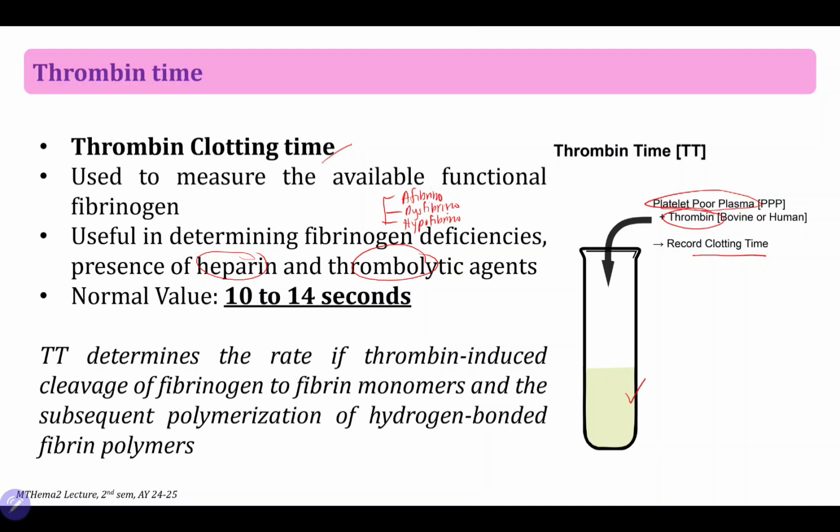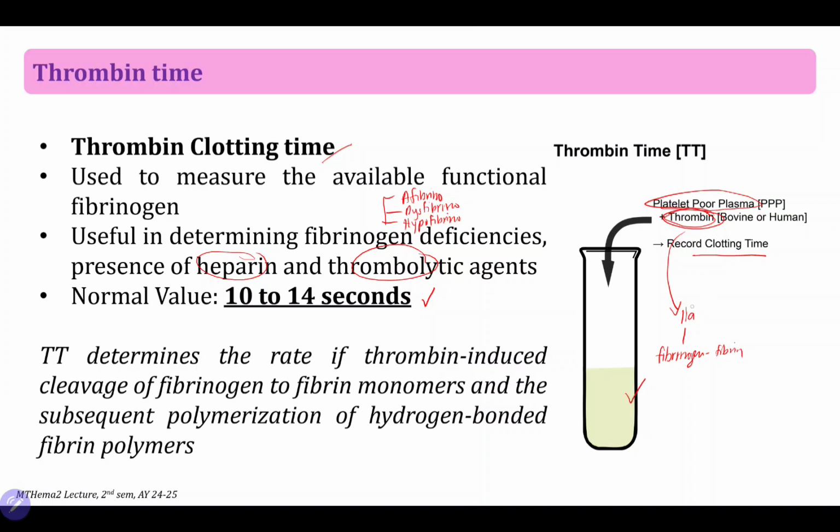So, you check for the gel-like clot formation in your specimen. Okay? Now, the normal value for this test is 10 to 14 seconds. Now, we use thrombin as the reagent, kasi nga, your thrombin or factor 2A, okay, ano kasing function niya? Ang function niya is to be able to convert your fibrinogen to fibrin.